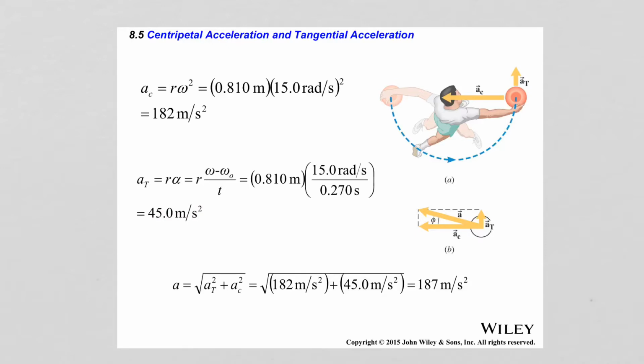The total acceleration magnitude is calculated as the square root of the sum of the squares of the tangential and centripetal acceleration. Notice here that the tangential and centripetal accelerations are just the components of the total acceleration. So I can apply the Pythagorean theorem to calculate the magnitude of the total acceleration. Substituting the values for the centripetal and tangential accelerations gives us 187 meters per second squared.